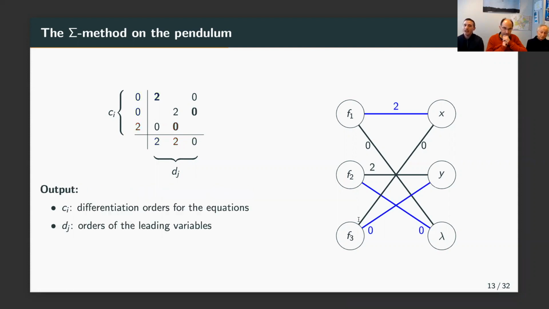That is, the CIs are the differentiation orders that you want for the equations. And this is exactly the result we guessed by hand, let's say. That is, the third equation should be differentiated twice in order to get a system that is solvable. And the DJs are the orders of the leading variables. So here we have the second derivative of the first and second variables, x and y, and lambda is kept undifferentiated. And this is applied to larger systems. It's actually how the structural analysis is performed behind the curtain by Modelica tools. At least that's one of the possible methods for this analysis.